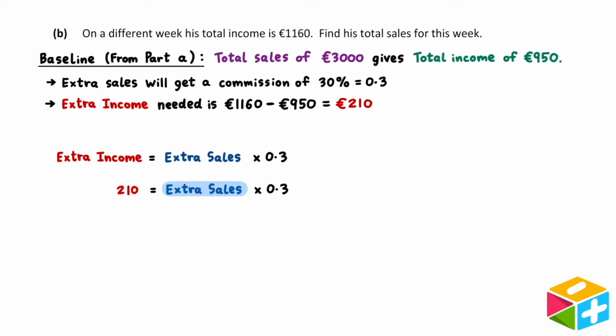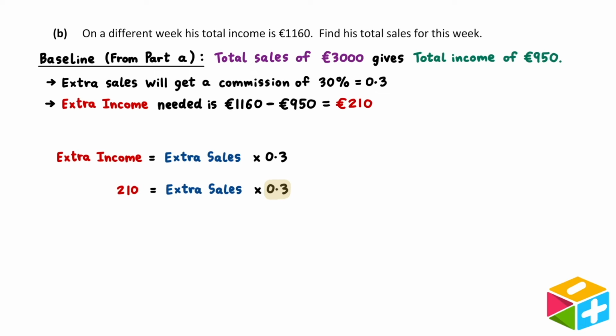From here, we can use our equation to find the value of the extra sales. To do this, we'll need to isolate the extra sales term on one side. And we're already quite close to doing this. The only thing we have to do is to remove the 0.3.